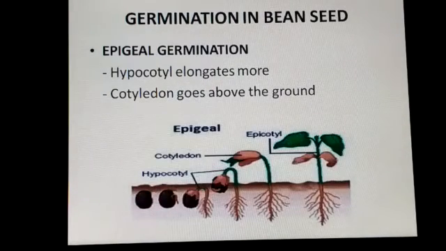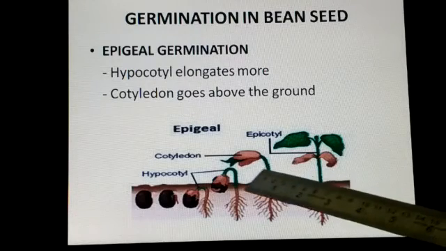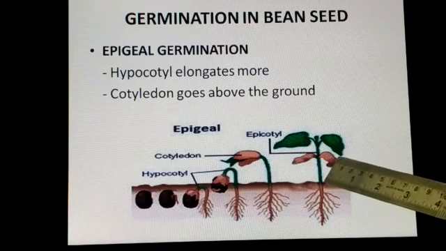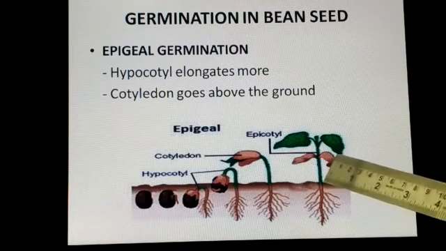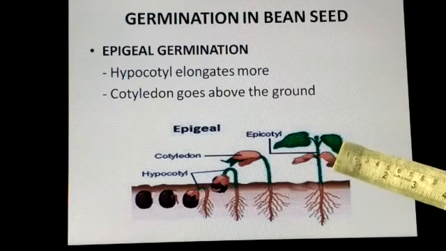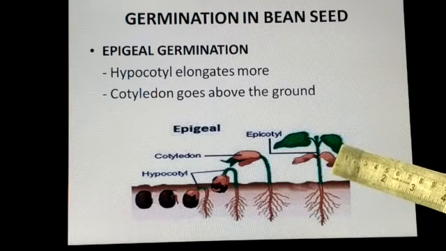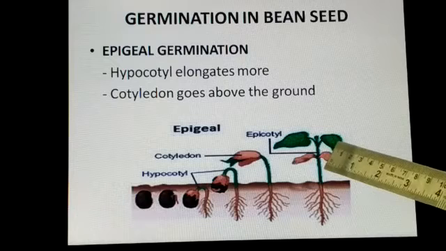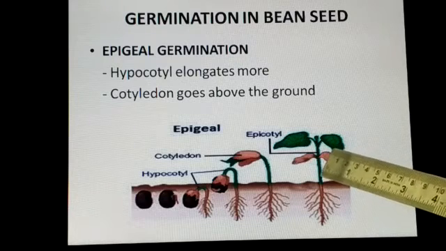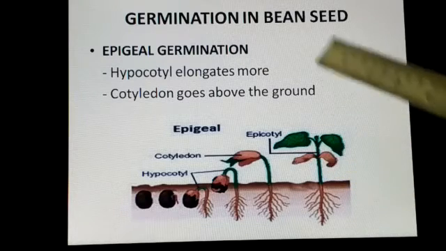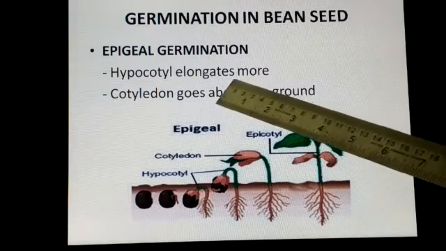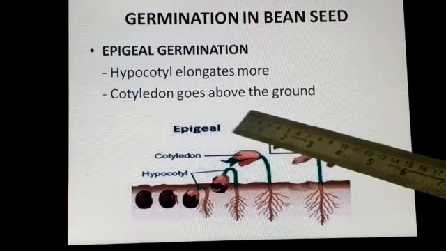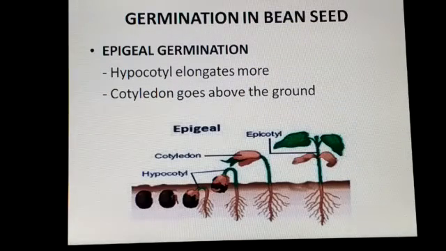Let's see germination in bean seed. In bean seed, we see the cotyledon has come above the ground. It means hypocotyl elongates more in bean seed. Therefore, cotyledon moves above the ground. So, the kind of germination in bean seed is epigeal germination. So, epigeal germination, hypocotyl elongates more, cotyledon goes above the ground.